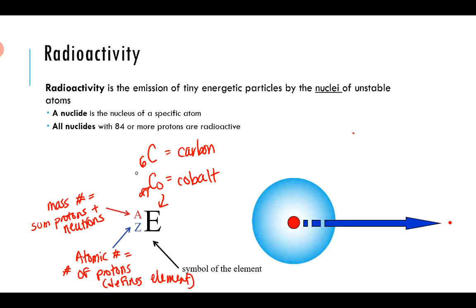Cobalt has an atomic mass of 58.933, and so there's probably different isotopes of cobalt, maybe one with a mass number of 58, maybe one with a mass number of 59, and the atomic mass is a weighted average of those different isotopes. And carbon has different isotopes as well. The most abundant isotope is carbon-12.